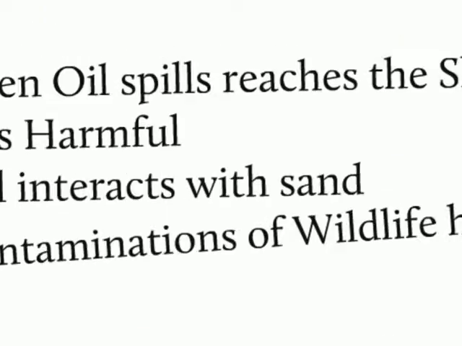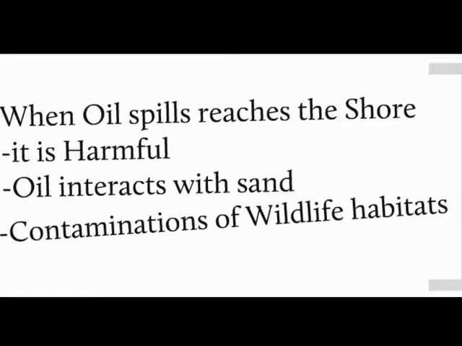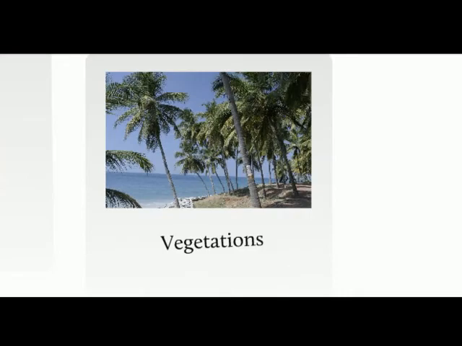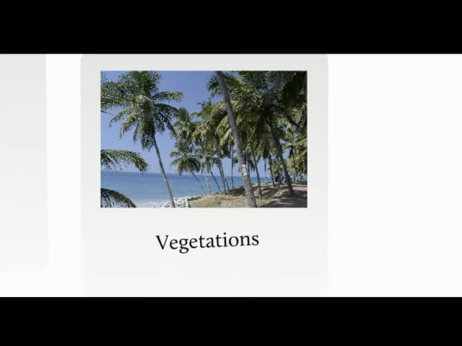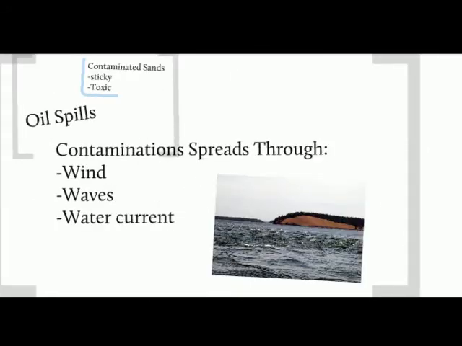The effect of oil spill can be harmful. If oil waste reaches the shoreline or coast, it interacts with the sediments such as beach sand and gravel, rocks and boulders, vegetation and terrestrial habitats of both wildlife and humans, causing erosion as well as contamination to waves, water currents, and winds.